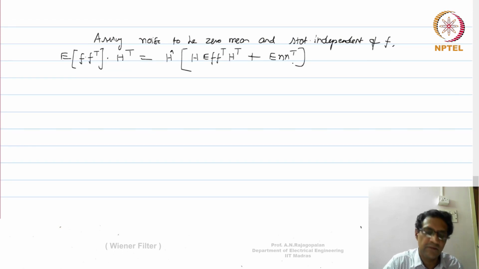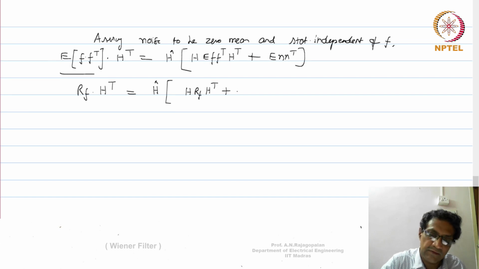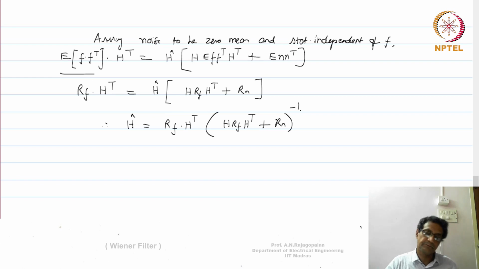And suppose we indicate the covariance of f as Rf, then we get Rf H transpose is equal to H hat, which is your filter, into H Rf H transpose plus, suppose we indicate the noise covariance as Rn, then we have Rn. And therefore H hat will be Rf, multiplied from the right, into H transpose, into the inverse of H Rf H transpose plus Rn. That will be the filter. H hat will turn out to be Rf H transpose, H Rf H transpose plus Rn, the whole inverse.